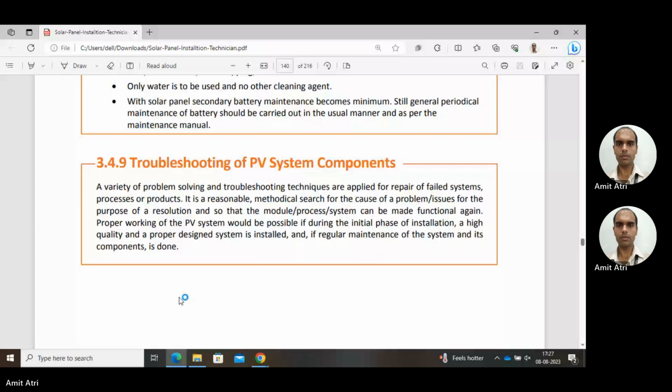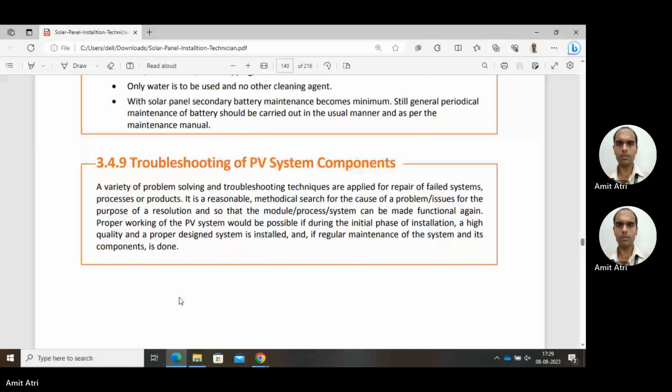So that highly depends, or it highly affects the normal working of the system. If some precautions are not taken at the time of installation, then there is a high probability that the system will have issues. Some type of faults would be there. Functioning would not be as expected. So if regular maintenance of the system and its components is done, then we can assure that our system will work properly as expected, as specified.